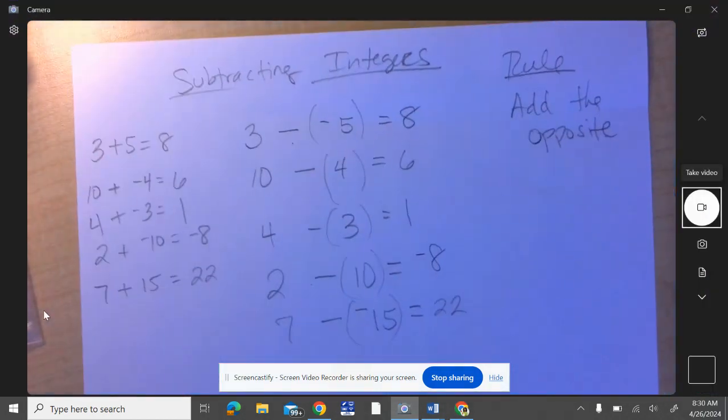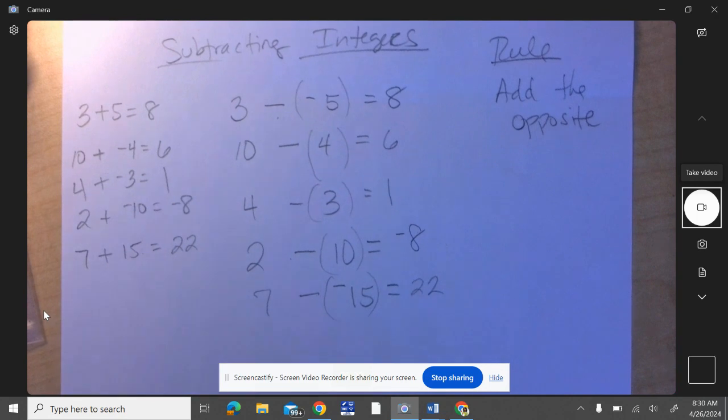For subtracting integers, it's a different rule. It's just add the opposite. So 3 minus a negative 5. Okay, we're going to add the opposite of a negative 5. The opposite of negative 5 is a regular 5. So it's really 3 plus 5.